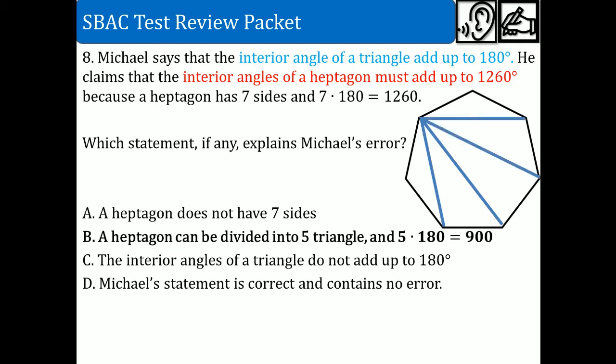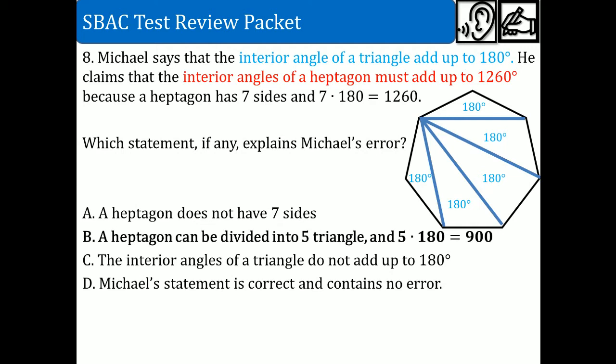How many triangles do you see? Remember, a triangle has 3 sides. 1, 2, 3, 4, 5. There are 5 triangles, which is true. Each triangle has 180 degrees because that is the interior angle sum of a triangle. This is 180 degrees, this is 180 degrees, this is 180 degrees, this is 180 degrees, and this is 180 degrees. So, this is true. A heptagon can be divided into 5 triangles.